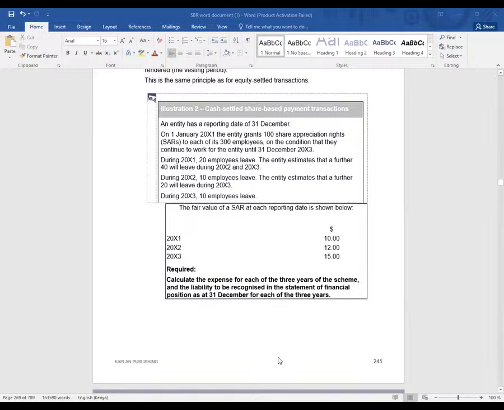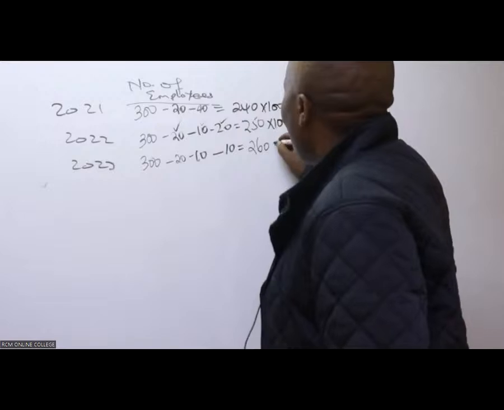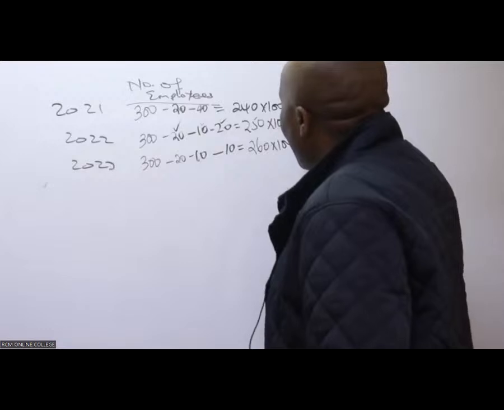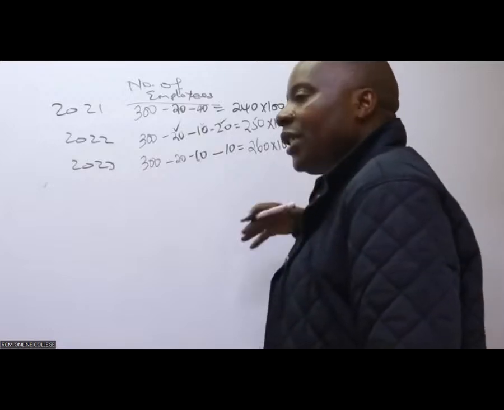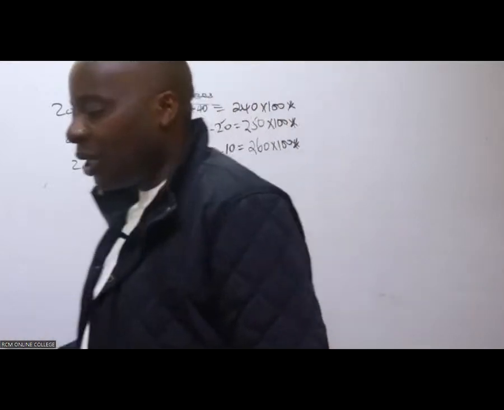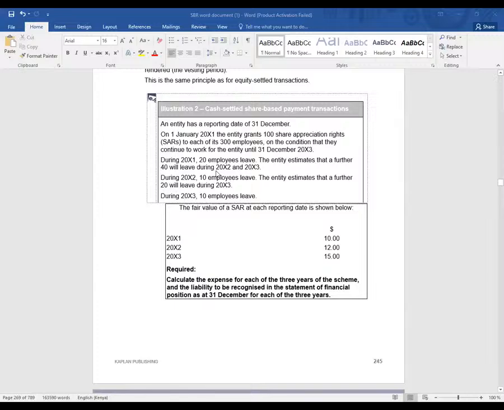Ladies and gentlemen, how many share appreciation rights have we promised these guys? We have promised them 100 each one of them. Do we know their prices? Remember now here, the price for each will fluctuate because this is cash-based. So do we know their price at the end of each year? They have been given to us here, the fair value at the reporting date of each year: 10, 12, and 15.